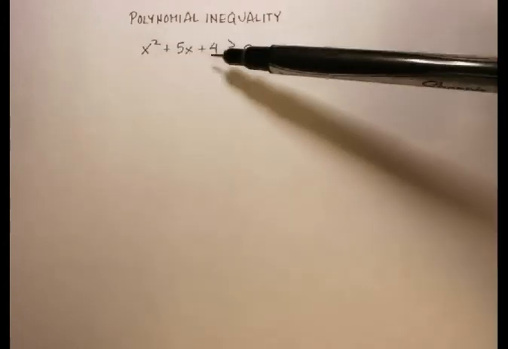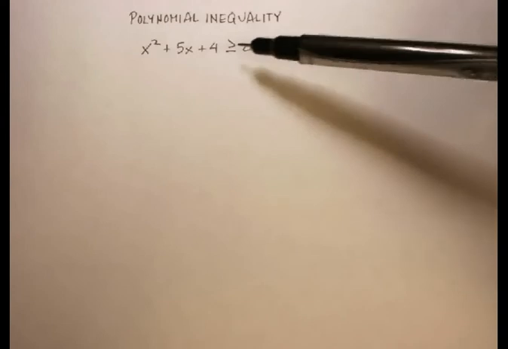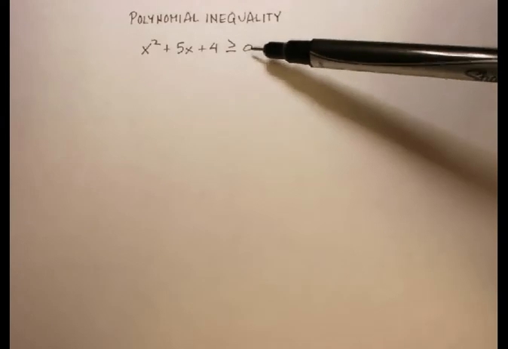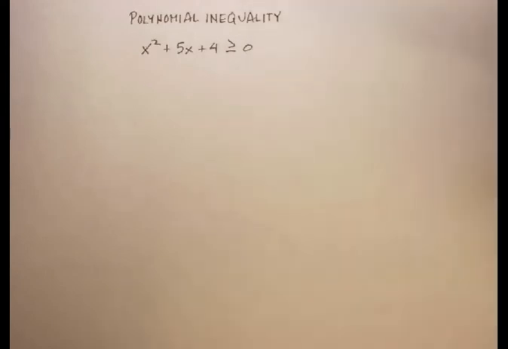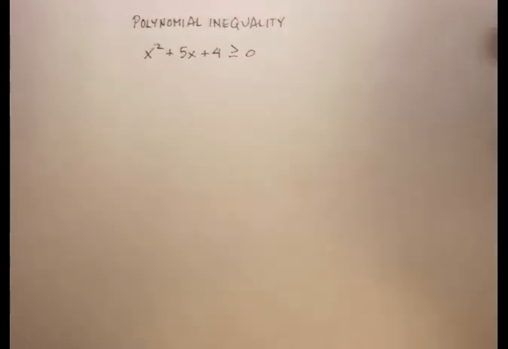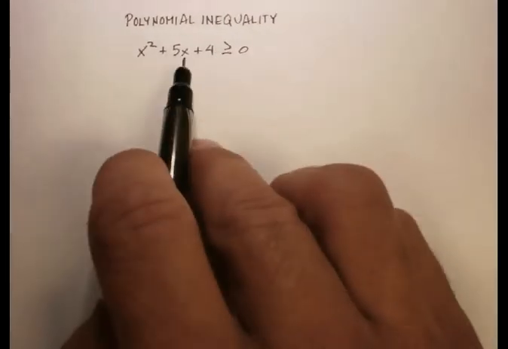You basically have some kind of a polynomial, in this case a quadratic trinomial, and you're going to have it greater than or equal to 0, so you have an inequality involved. Okay, now how do we do this? How do we sketch this? Well, the first thing we need to do is actually sketch this particular parabola.